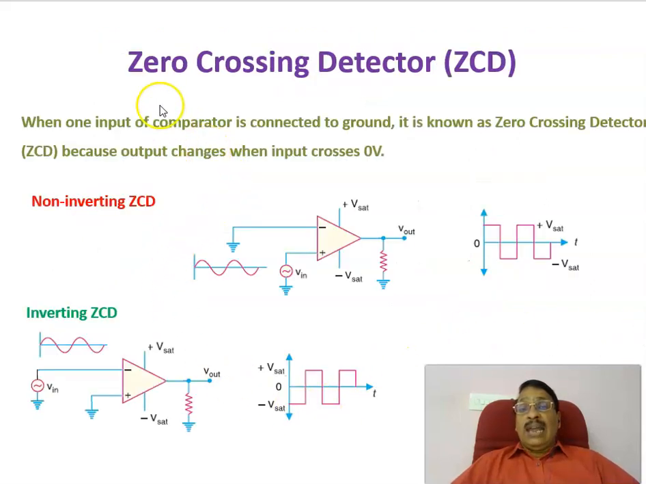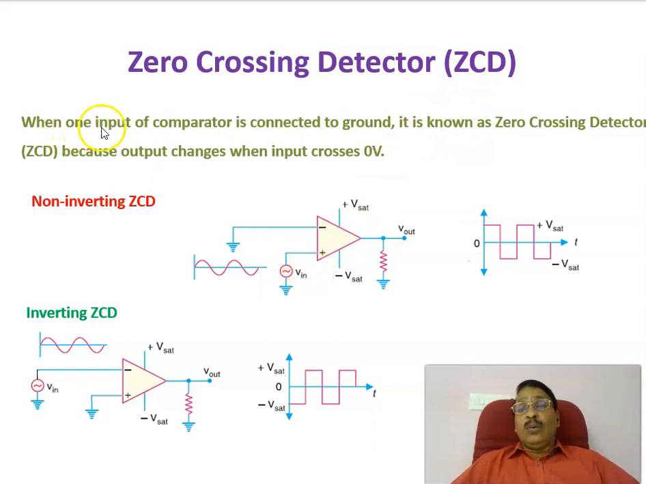This is one of the applications of a comparator. Many circuits use it, that is the zero crossing detector. The zero crossing detector is a comparator itself. The only thing is that one terminal is grounded, and on the other terminal you are applying the signal.